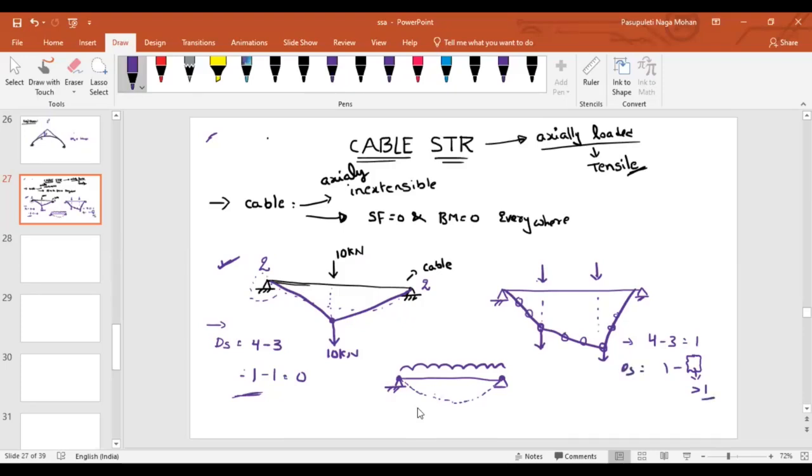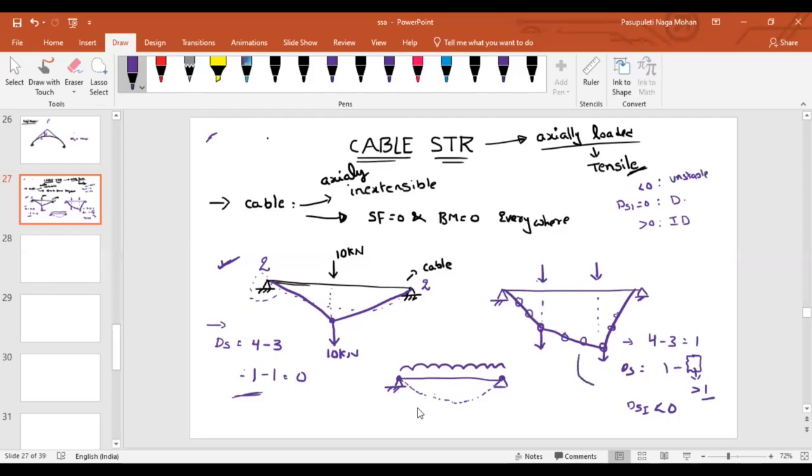If they are more than 1, what is your indeterminacy? Will it be greater than 0 or less than 0? Less than 0, right? We have discussed that if indeterminacy is equal to 0, it is determinate. If it is greater than 0, it is indeterminate. If it is less than 0, we have discussed it as unstable. But what do you think?